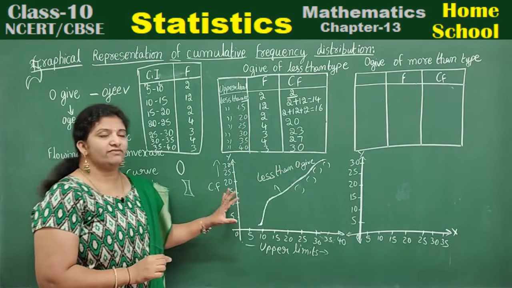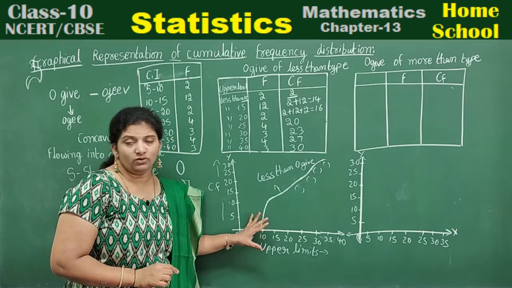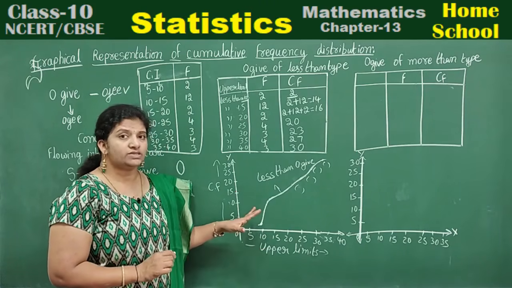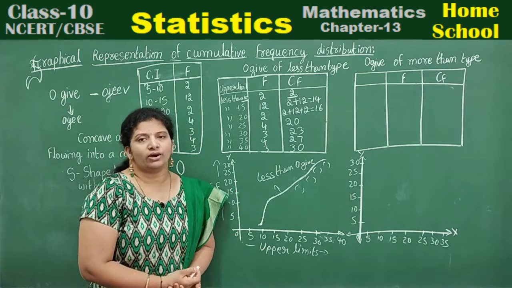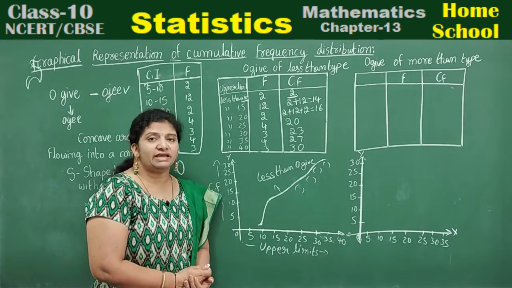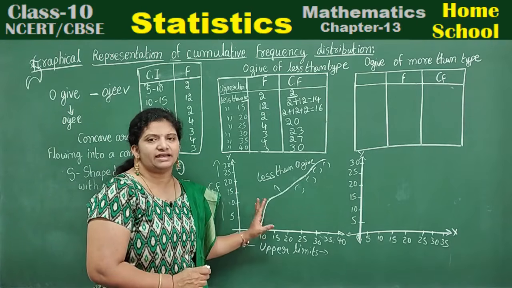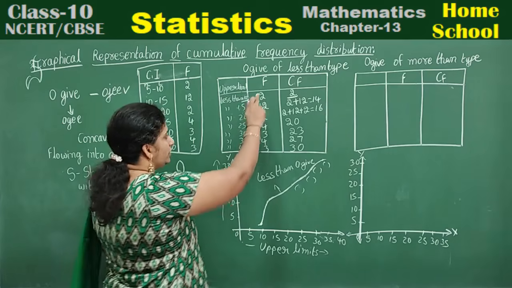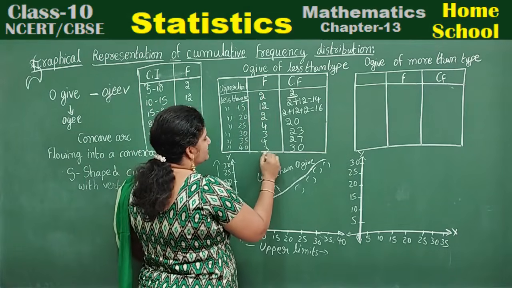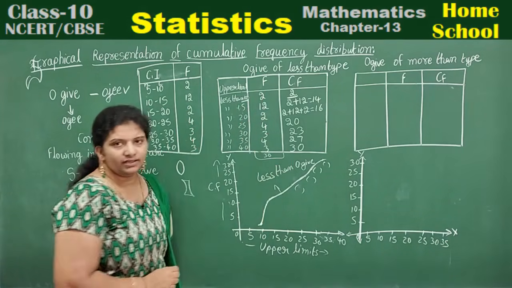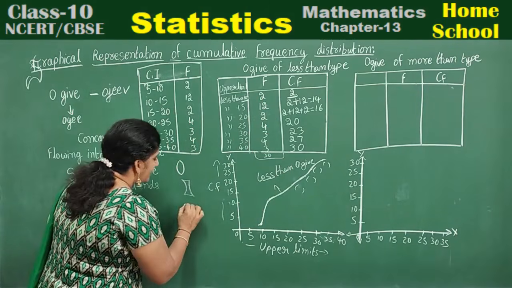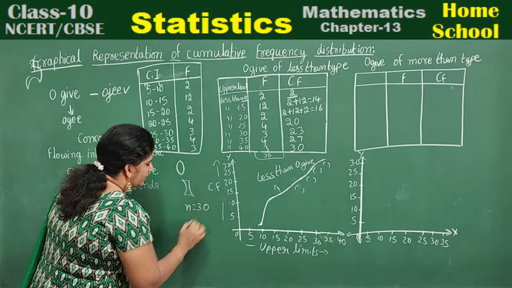Okay, this is the way we need to represent less than type ogive. Suppose one more question they are going to ask here: find the median by using less than type ogive. You need to add all the frequencies. What you are going to get? 30. See there, n is equal to 30.